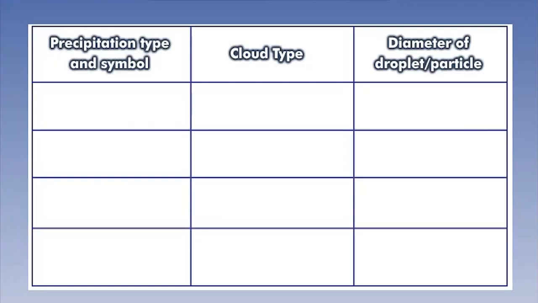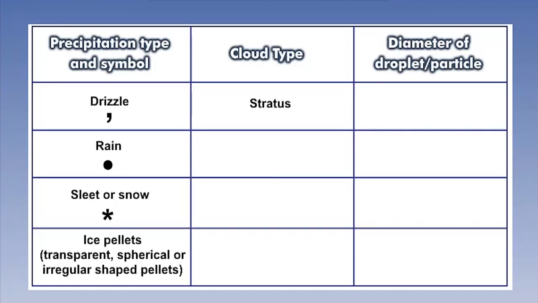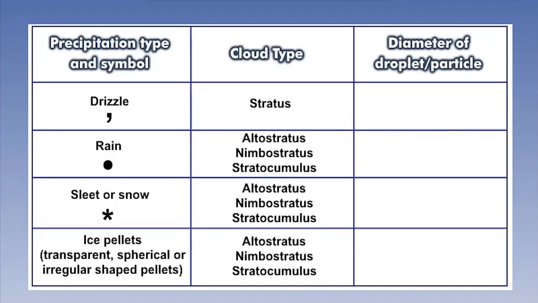Here are the types of dynamic precipitation and the clouds we expect them to fall from. Drizzle falls from stratus cloud. Rain, sleet, snow, and ice pellets are all mainly produced from altostratus or nimbostratus clouds, and occasionally thick stratocumulus.